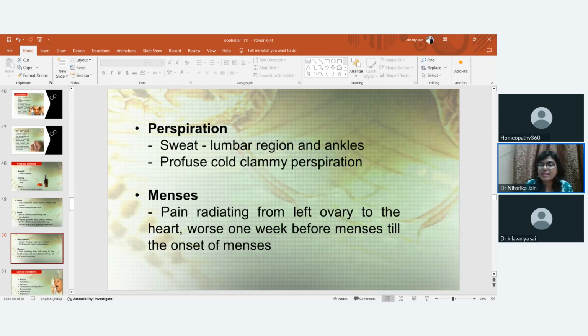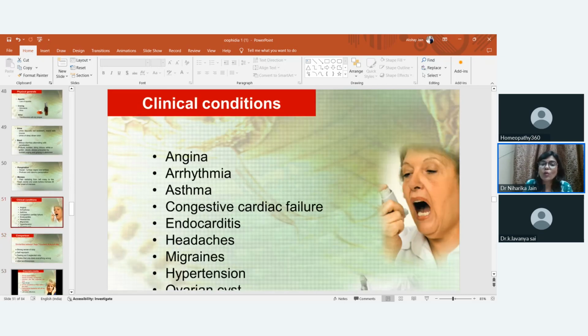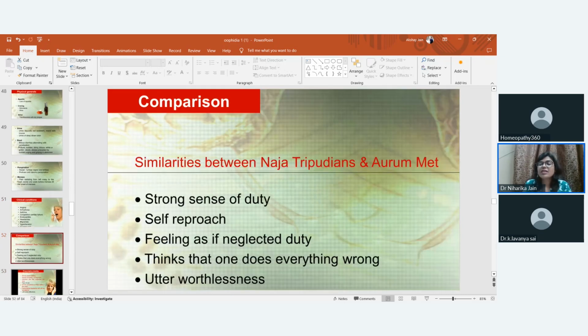Perspiration, sweat, lumbar region and ankles, profuse, cold, clammy perspiration. Pain radiating from left ovary to heart, worse one week before menses till the onset of menses. Clinical: angina, arrhythmia, asthma, congestive heart failure, endocarditis, headache, migraine, hypertension, ovarian cyst. So again, a comparison between Naja and Aurum metallicum.